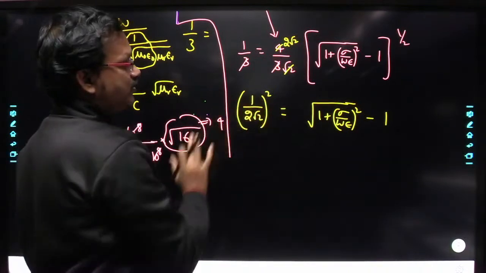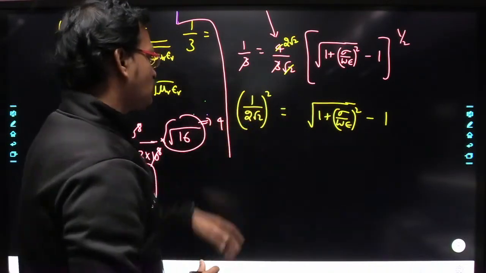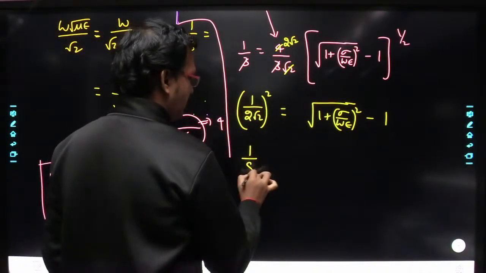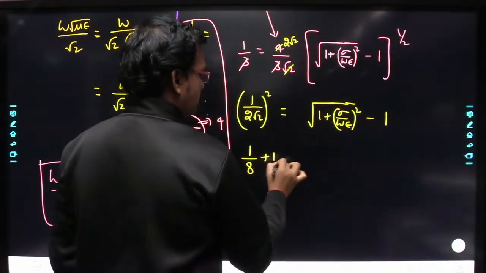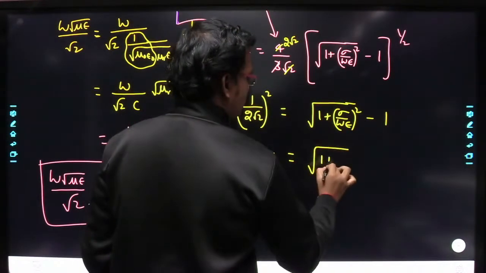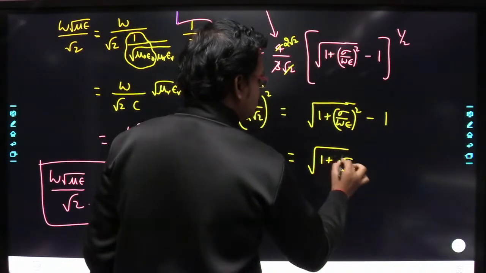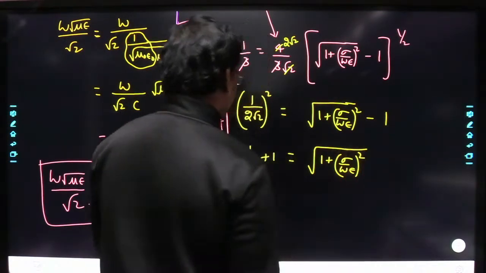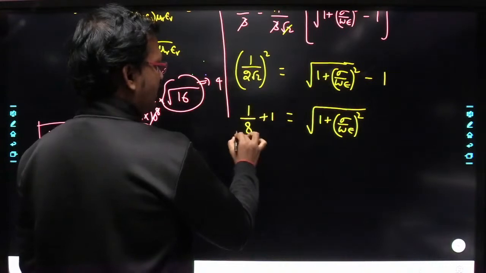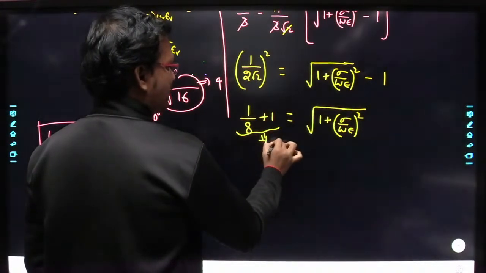So then you are going to get this expression. So (1 by 2 root 2) whole square is nothing but what? 1 by 8. I am taking this 1 to this side, so you are going to get square root of (1 plus sigma by omega epsilon) whole square. Okay, so here what you are going to get? 1 by 8 plus 1 is nothing but 9 by 8.